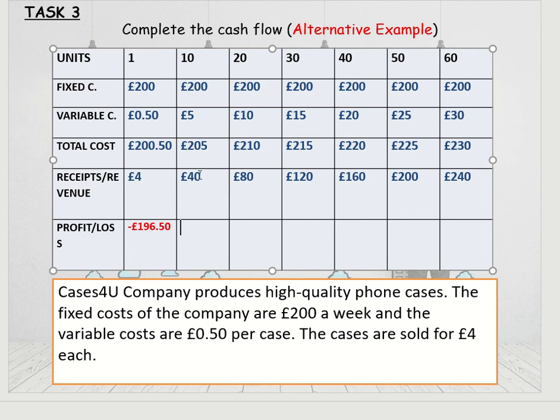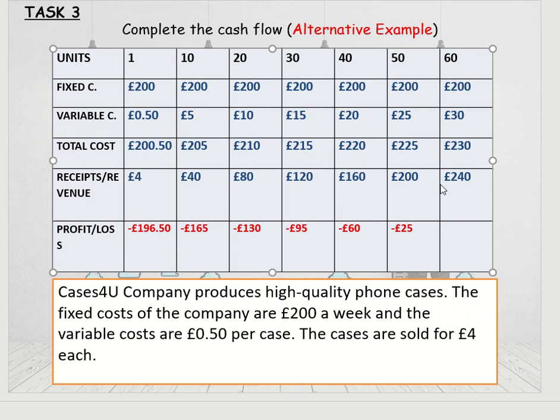Okay, the next one then is £40 minus the 205. So that would be £165. That would be negative again. I make it a loss. And so on.